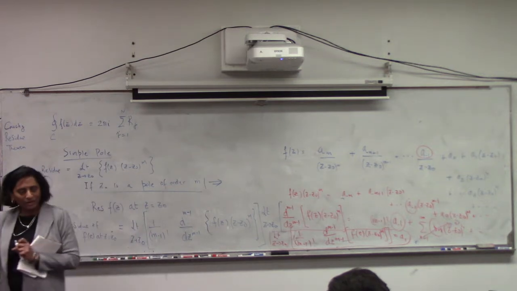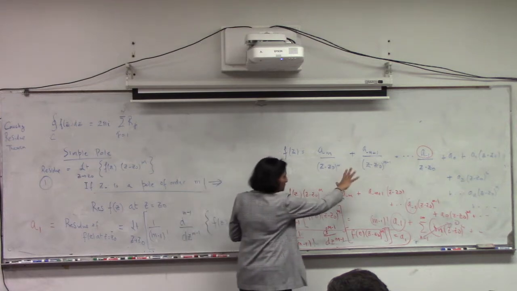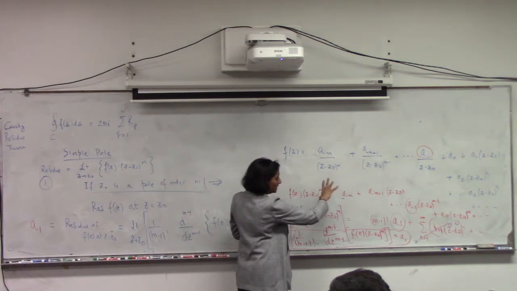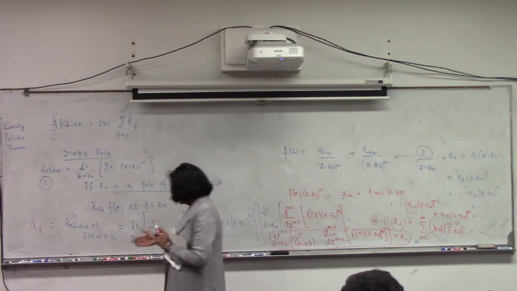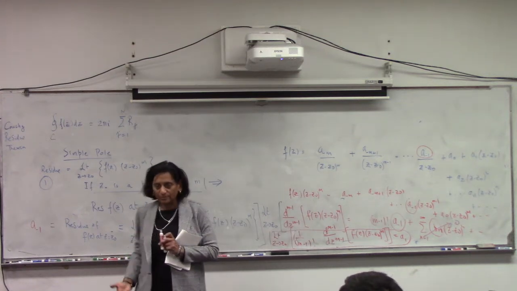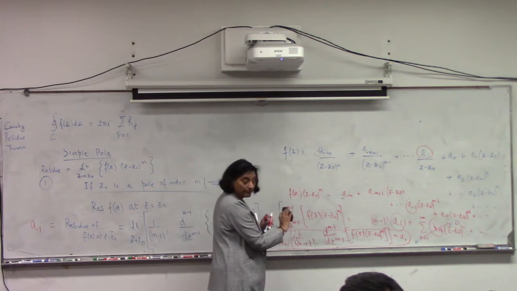Again, it's coming from the Laurent expansion. We know that's how the function should behave, and I have to somehow extract that term, and that's how that formula was proposed. Is this clear?